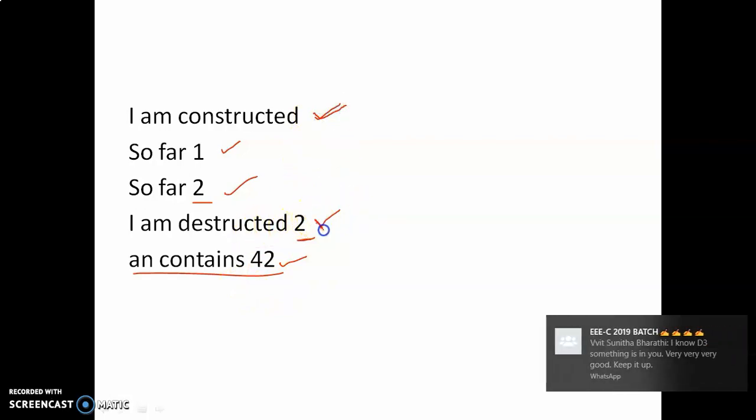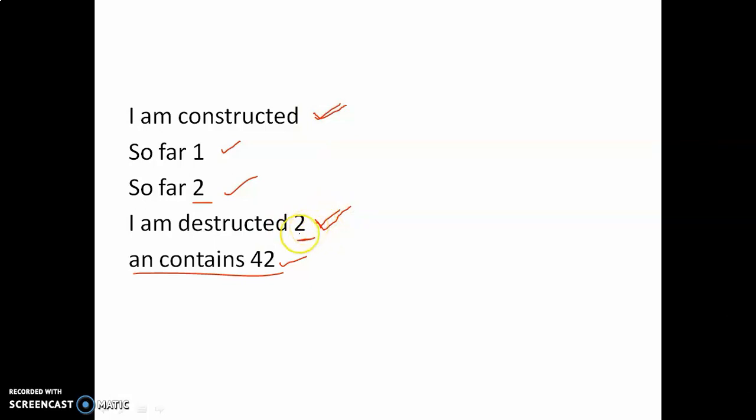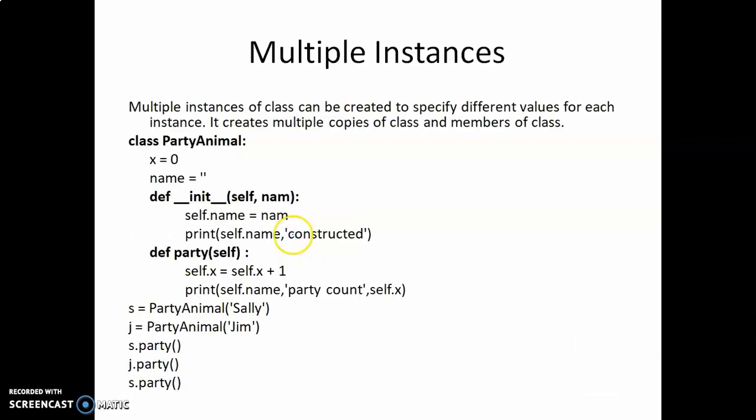And from the construction of the object to the destruction of the object, we call that the lifetime of the object. The object is constructed and executed. Next we'll see multiple instances, how to create multiple instances for a class.